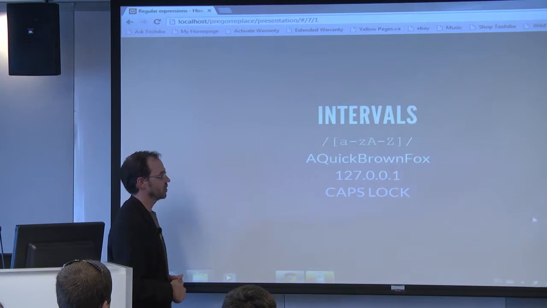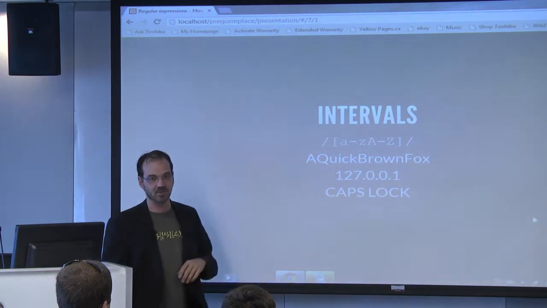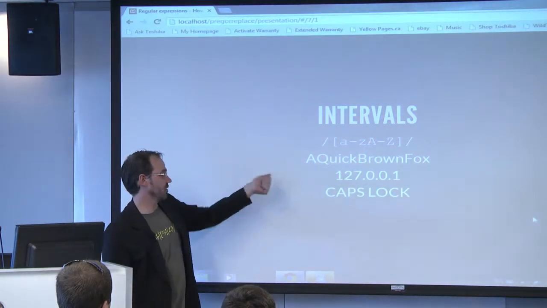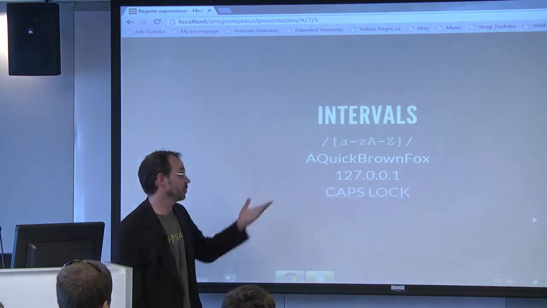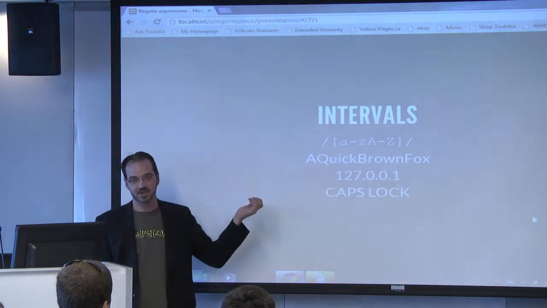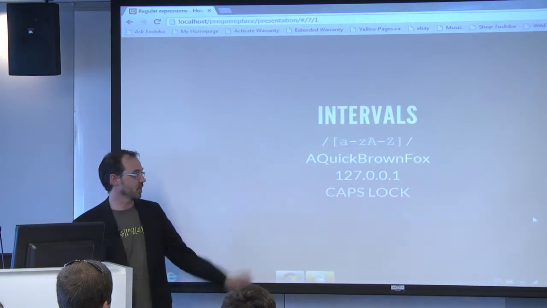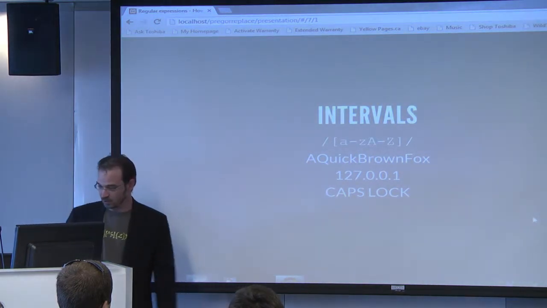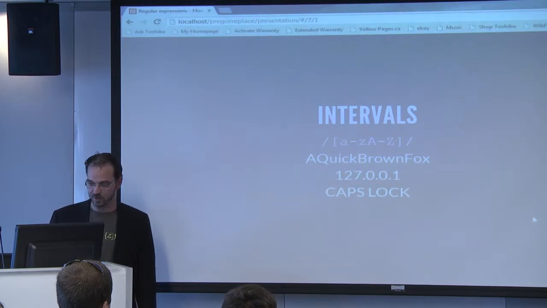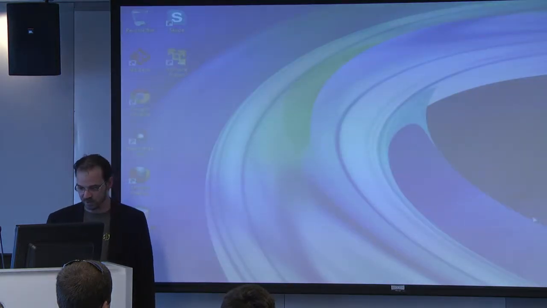An easier way to use intervals, because you don't want to use all the alphabet every time, is a real interval. So in this case, I specified a to z, and capital letters A to Z also. So just going back through the examples once again, quick brown fox, whoops, and there it goes.